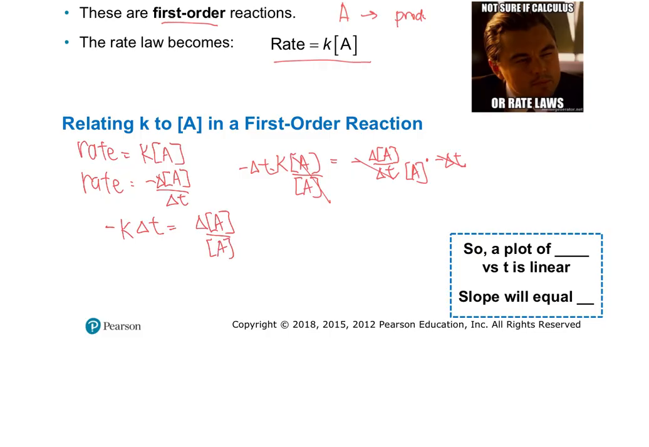So now what we're going to do is integrate. We're going to integrate the left side from time equals 0 to t, and we're going to integrate the right side from the initial concentration of A, what we started out with, to any concentration in the future. On the left, we know that the integral of delta t is just t, so we end up getting negative k times t. And on the right side, the integral of 1 over A is the natural log of A. So we're going to have the natural log of A at any point in time, minus the natural log of the initial concentration of A.